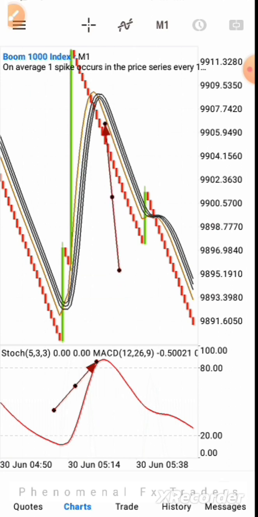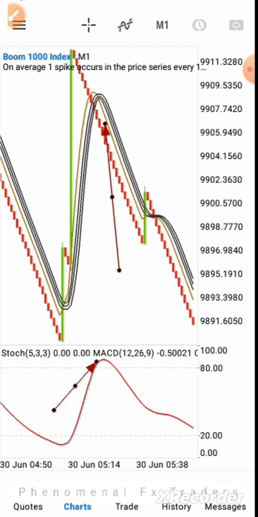I've not tested it on Boom 500 and Crash 500, or Boom 300 or Crash 300 yet, but these are the two markets I've tried and I have used, and I've made some good money. I implore you guys to backtest it first on your demo account. The more you practice this on your demo account, the more you understand how it works. Because no matter what I teach you here, I cannot teach you everything. There are things I might just skip, not deliberately, but it's a normal thing. Teachers can never teach everything. There are things you will discover while practicing. So I implore you to practice first.